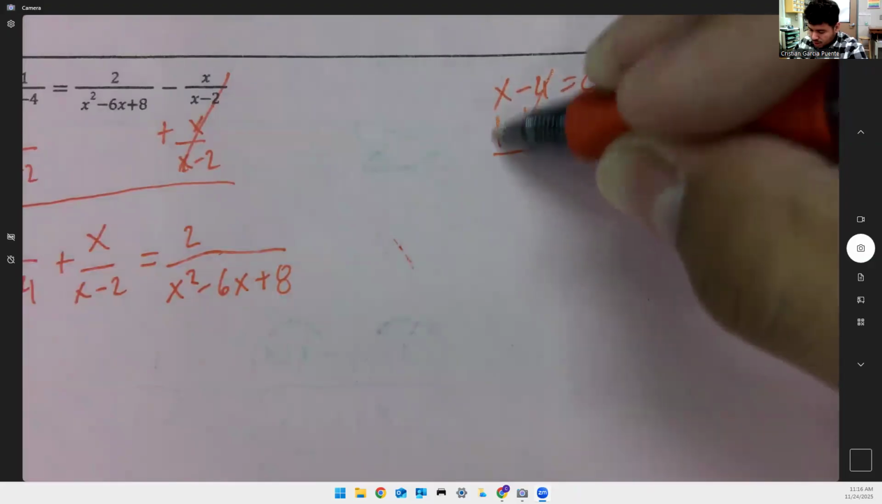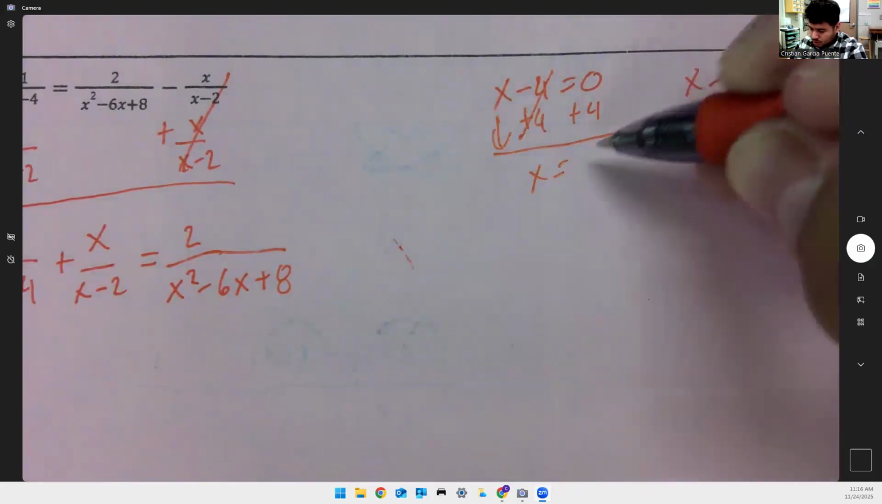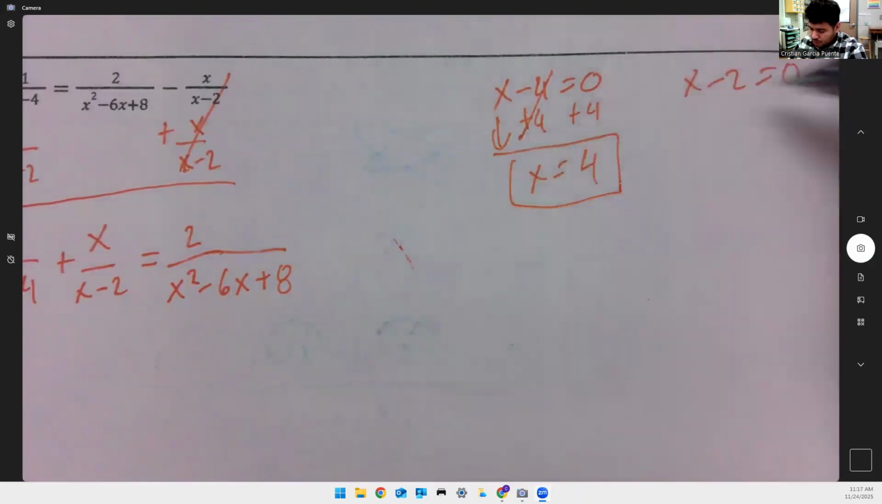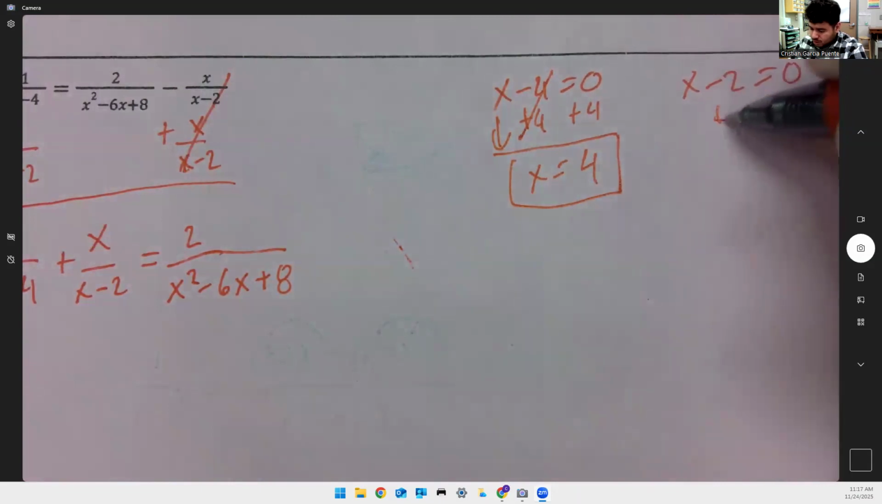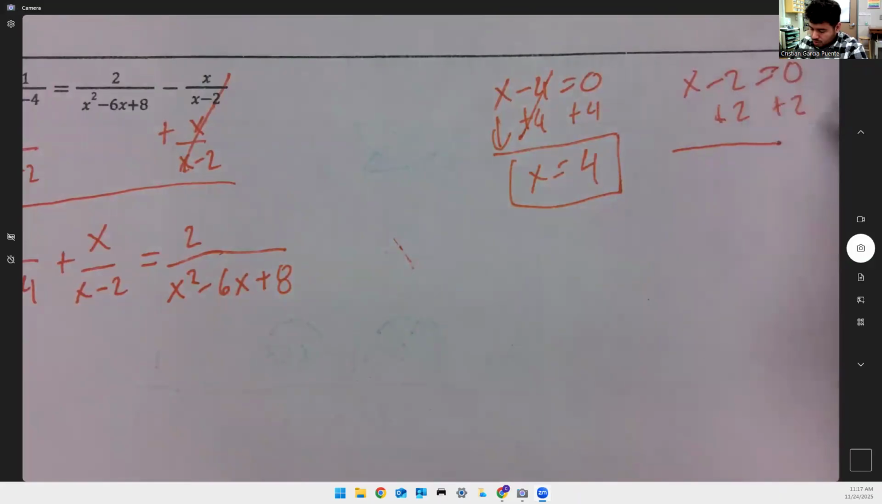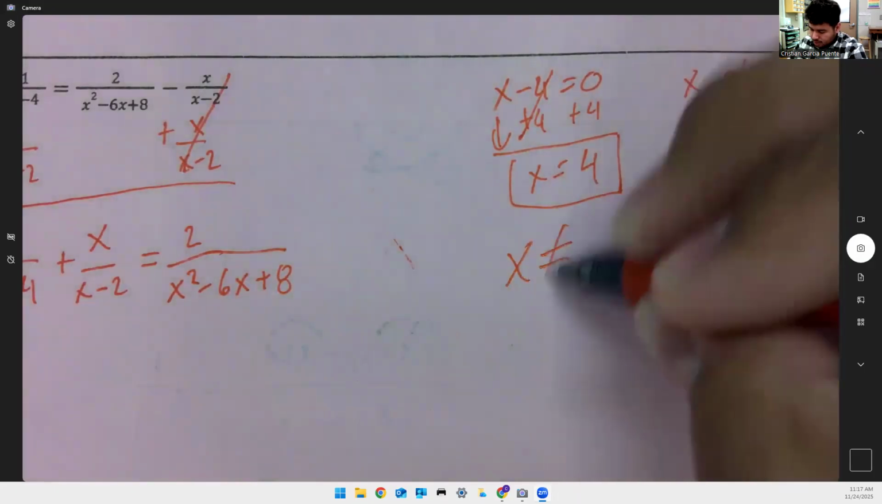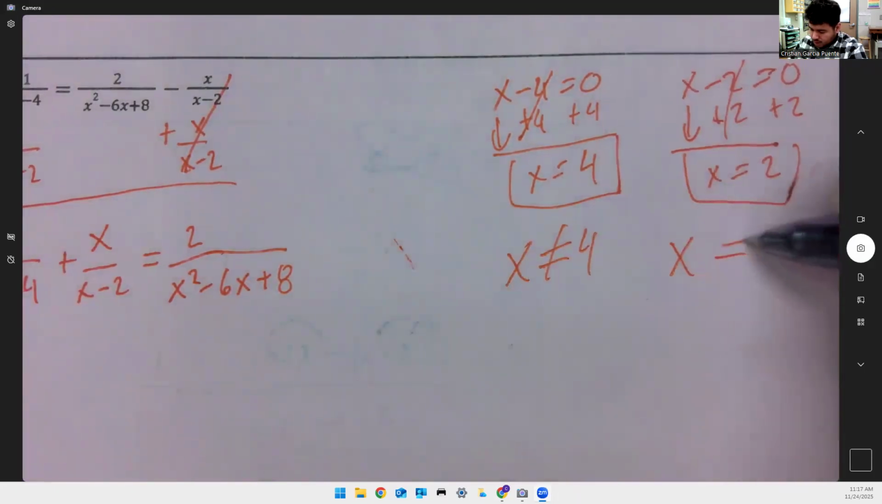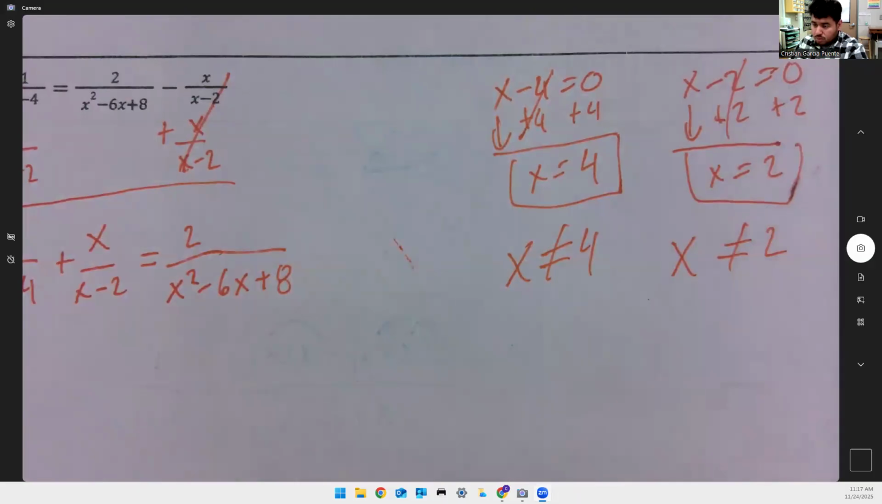So x is equal to 0 plus 4, which is just 4. How do you get this negative 2? You add 2 to both sides. What's 0 plus 2? That's 2. So x cannot be 4 and x cannot be 2.